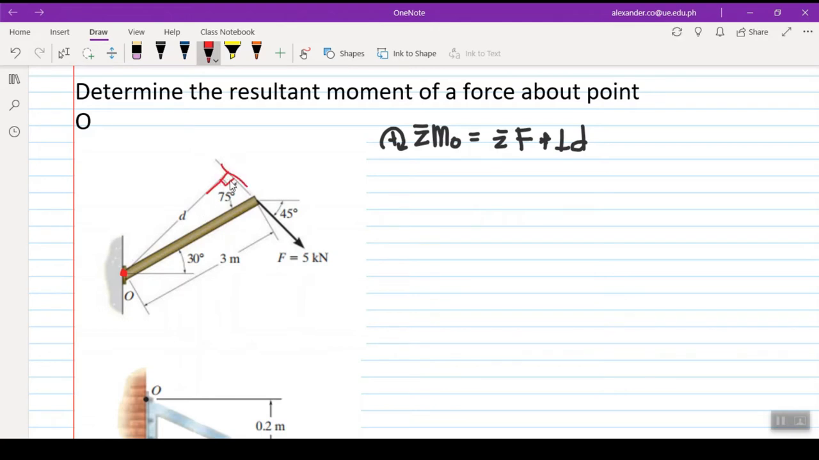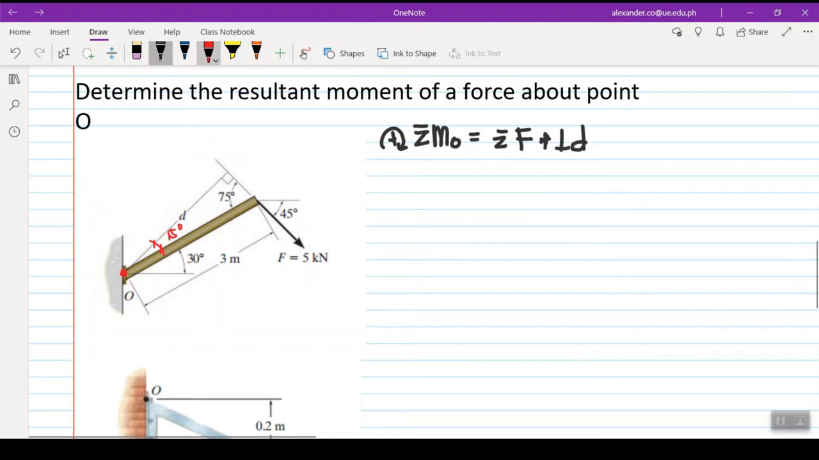Ang tanong, ilan tong distance na to? Hindi siya given automatic, no? Pero, makukuha kagad natin yan, di ba? Kasi, kailangan lang natin tong angle na to. Okay? So, what is this angle? Di ba, right triangle to, this is 90. This is 75. The interior angle is 180 minus 90 minus 75. So, this is 15 degrees.